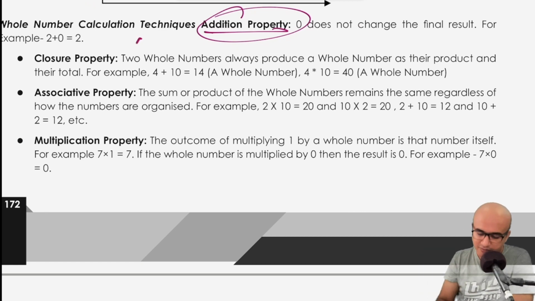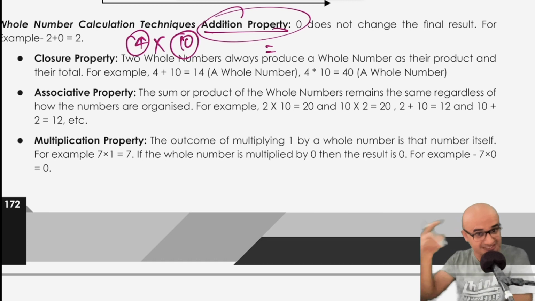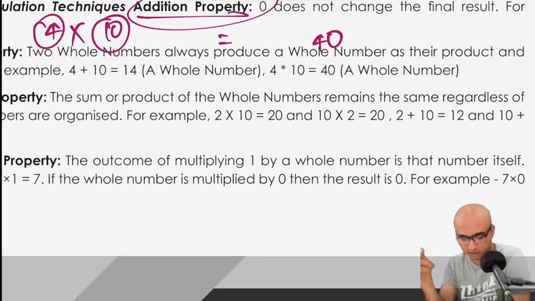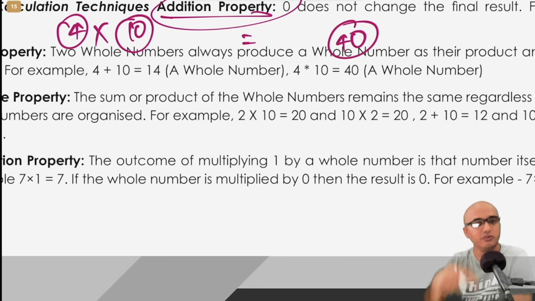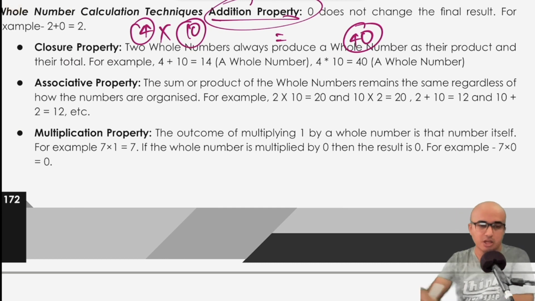whole numbers. We have 4 as one whole number and 10 as another whole number. Okay, so now even when I multiply these two whole numbers, we are still in the same party of whole numbers because we will get 40 as the resultant whole number. So no outsiders allowed here. That means when a whole number is multiplied with another whole number, the resultant figure will still be a whole number. So that is about the closure property.